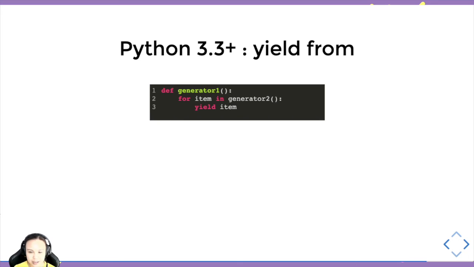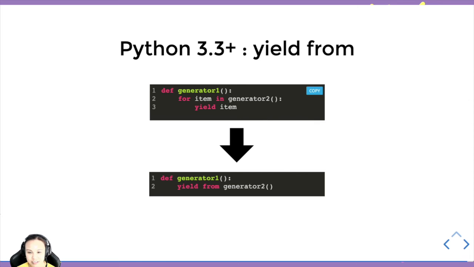So remember we have generator one, and this is a generator within a generator. So we have two generators. Generator one, within itself, calls generator two. So it's kind of nested in some way. But you can actually have a shortcut for this for loop. You can have yield from. So yield from basically is a shortcut for this for loop here.